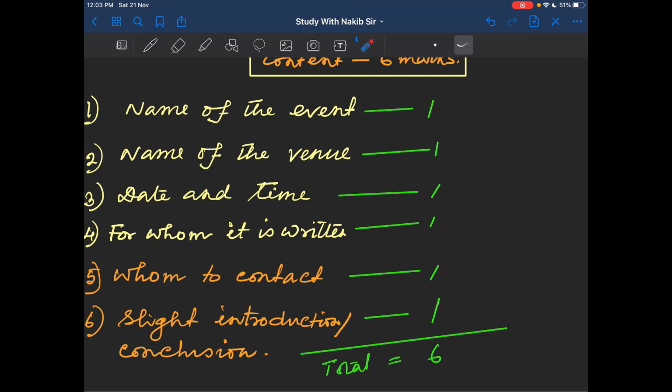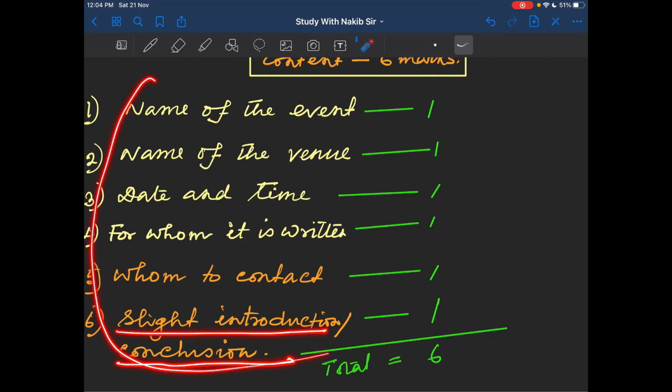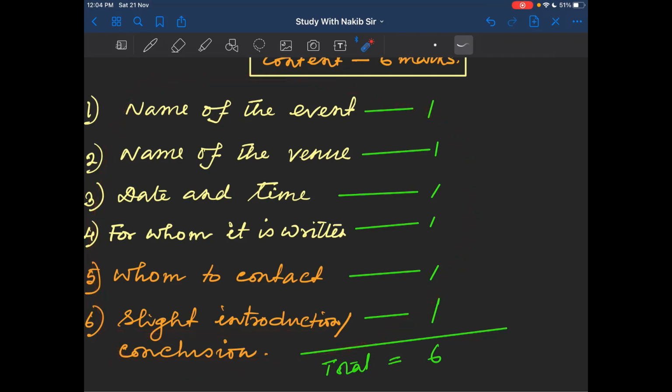So if you get this way 1, 2, 3 or 4 points from the instruction, I will tell you, if it is possible for you, take or make another 2 additional points like this. Remember the names of these points: name of the event, name of the venue, date and time, for whom it is written, whom to contact, slight introduction or conclusion. Try to follow this format in every notice writing, then the work will be easier for you.